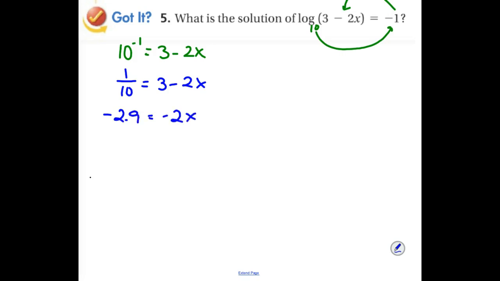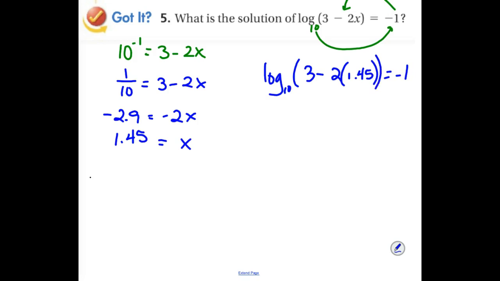Yes? And then if we divide that by 2, what do we end up with? Okay. Plugging it back in to check. Log base 10 of 3 minus 2 times 1.45 equals negative 1. 2 times 1.45 is back to that 2.9. 3 minus 2.9 is 0.1. Is the log base 10 of 0.1 equal to negative 1? Yes? 10 to the negative 1 gives us 1/10? Okay.